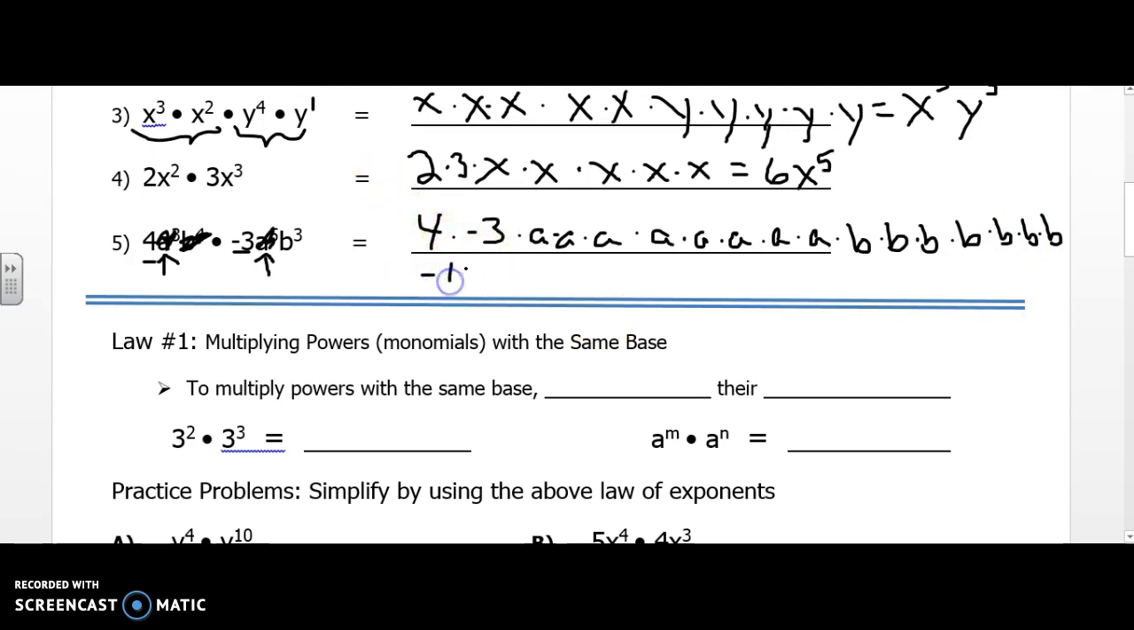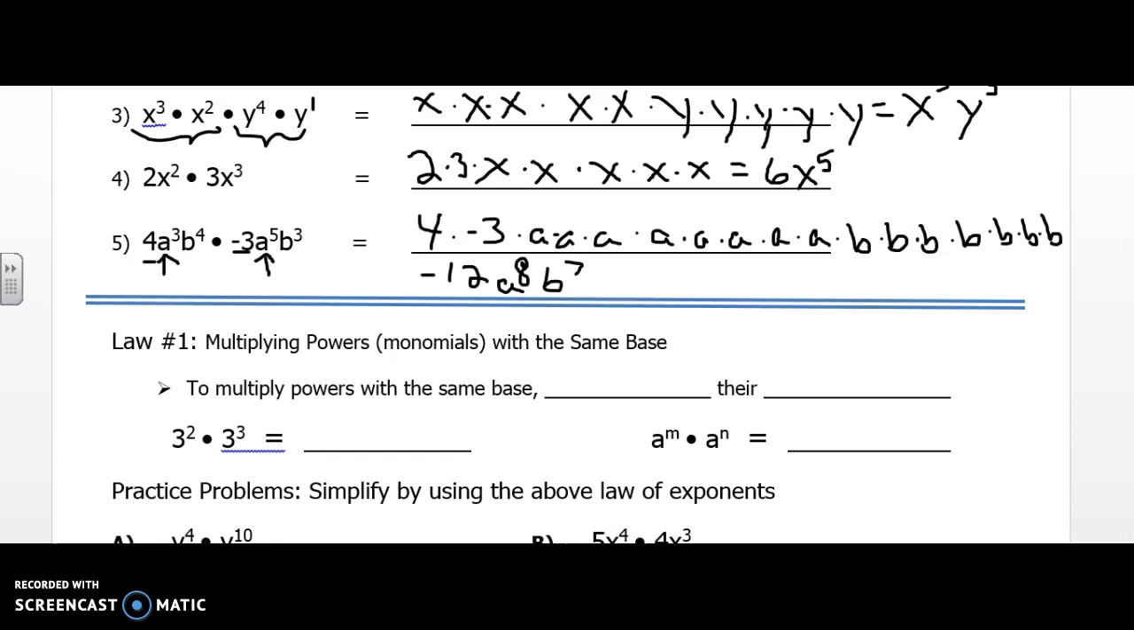All right, now I'll go ahead and do 4 times negative 3, that gives me negative 12. And then let's count our a's. 1, 2, 3, 4, 5, 6, 7, 8. That's going to be a to the 8th. And then 1, 2, 3, 4, 5, 6, 7 b's. B to the 7th.